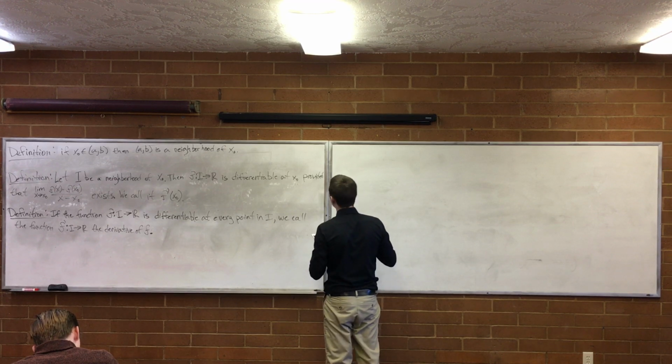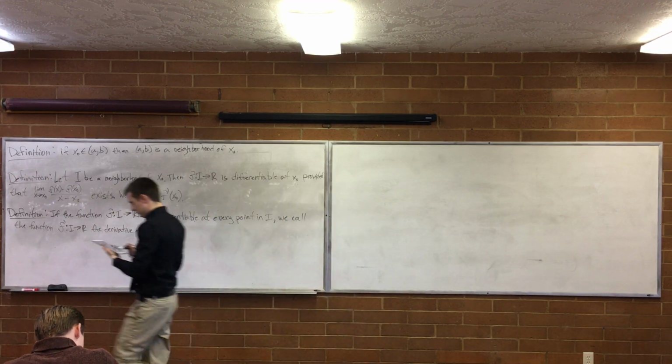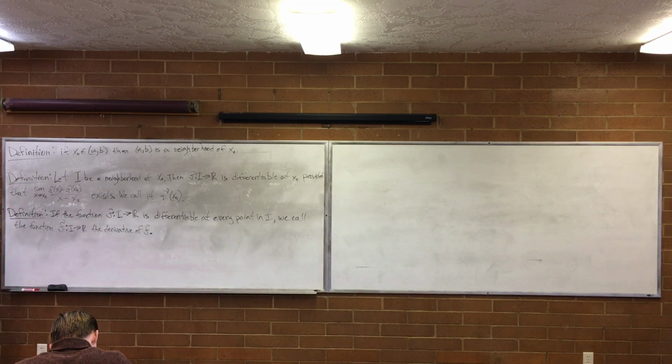For all of our proofs, are we going to have to use this interval, this neighborhood? We'll see examples of how to do something. All right.